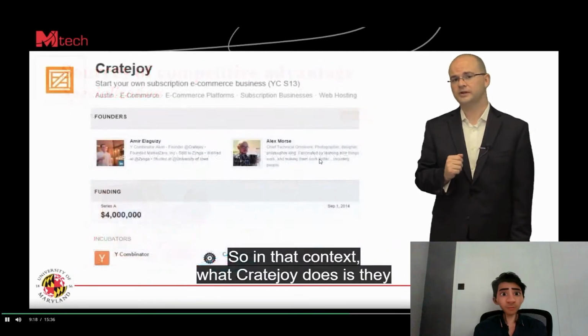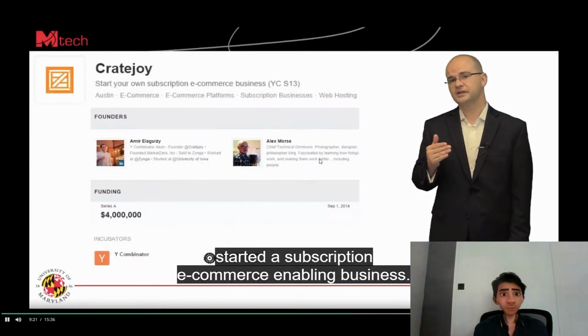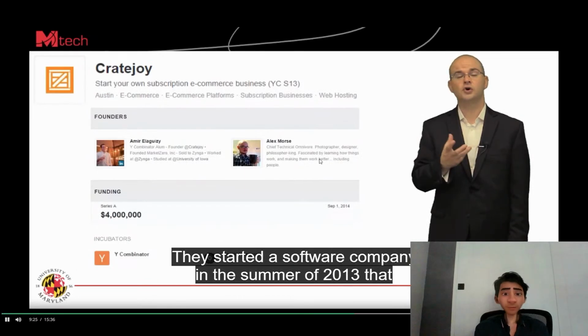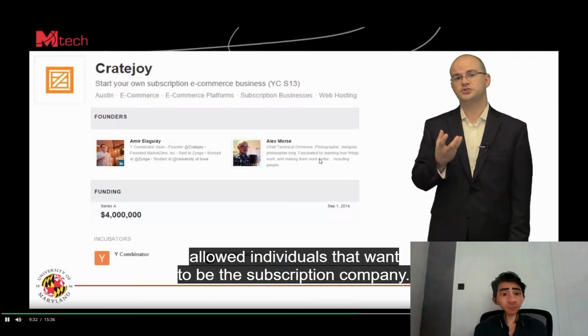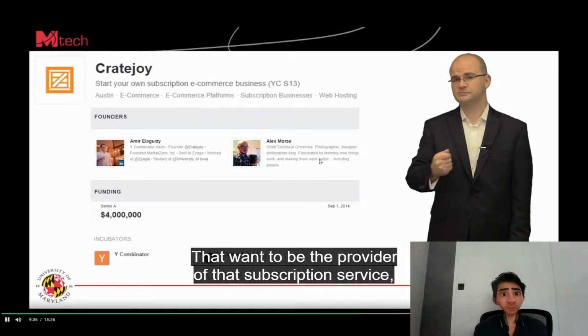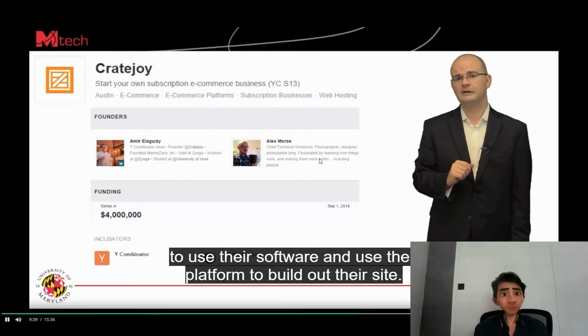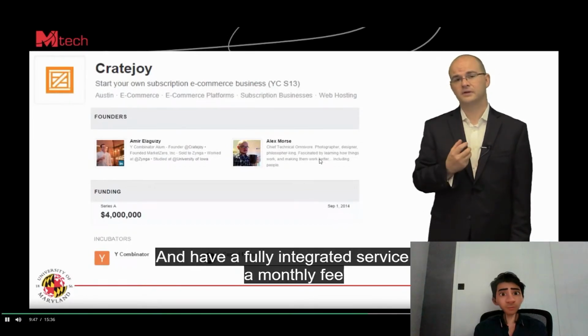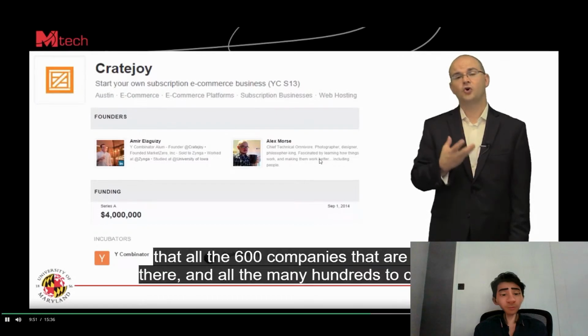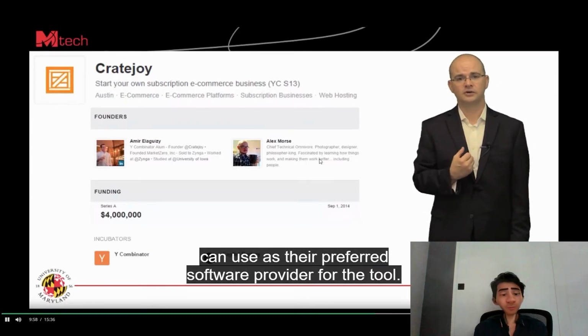So in that context, what CrateJoy does is they started a subscription e-commerce enabling business. They started a software company in the summer of 2013 that allowed individuals that want to be the subscription company, that want to be the provider of that subscription service, to use their software and use their platform to build out their site, to manage their inventory, to take care of their payments, and have a fully integrated service for a monthly fee that all the 600 companies that are out there and all the many hundreds to come can use as their preferred software provider for the tool.